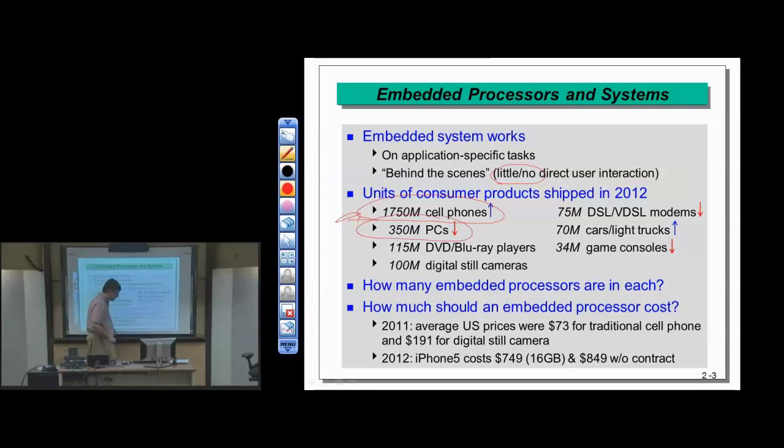For PCs, this has been kind of in decline. Tablets are often considered in this market space when they do consumer surveys. So the PCs are declining. DVD and Blu-ray players, I couldn't get a sense of where they were headed, so it was pretty flat compared to 2011 to 2012. Same with digital still cameras. These are mostly point-and-shoot cameras. And to see what's left: declining are DSL modems, increasing almost by 10 million units, I think, versus 2010. 70 million cars and light trucks, this is just in 1 year, and 34 million game consoles.